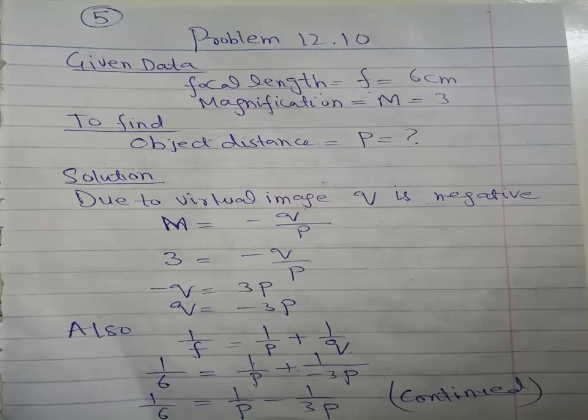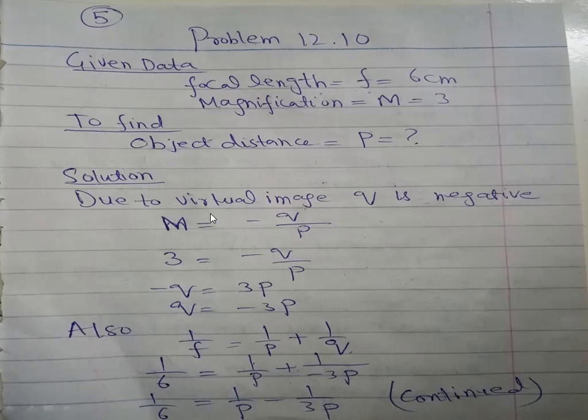Again, I repeat: a convex lens of focal length 6 centimeters. The focal length will be positive for a convex lens, and for a concave lens the focal length will be negative. But this is a convex lens, so my focal length will be positive: f is plus 6 centimeters, and the magnification M is given to me as 3. The object distance, capital P, we need to find out.